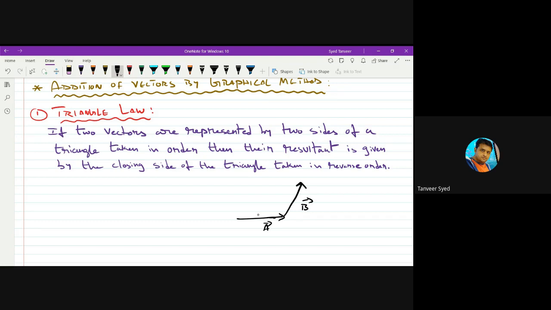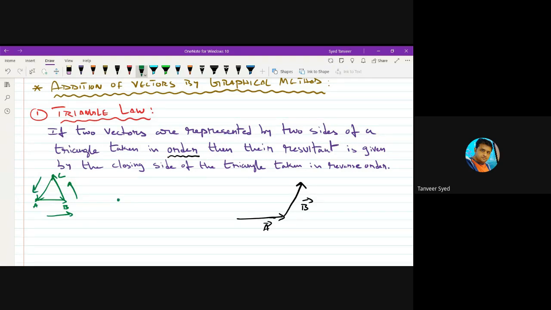Taken in order. If two vectors are represented by two sides of a triangle taken in order. Taken in order means in order. This order is very important in a triangle. Order means, see, simple. I can draw a triangle like this. Start from A, go to B, from B, go to C, from C, come to A. So my order is A to B, B to C, C to A.